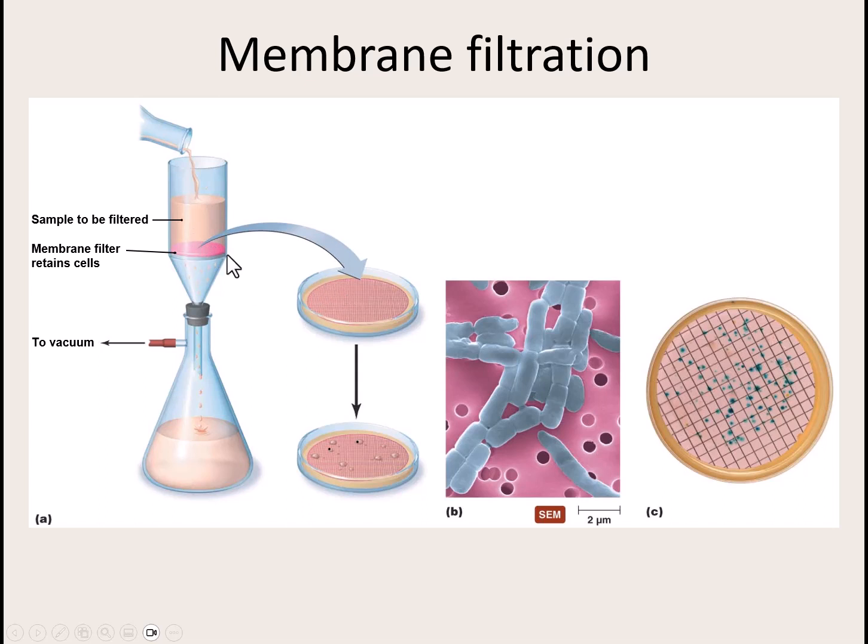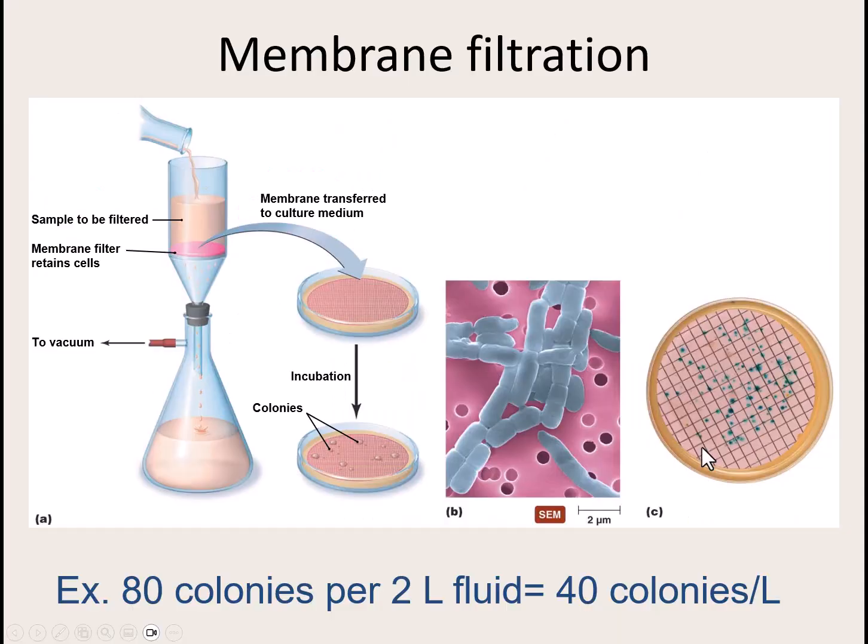I can take that filter, which has bacteria now stuck on it, put it on a plate. And any bacteria that are stuck on that filter paper are going to grow because we give them all the nutrients they want. And then I can go back and start to count colonies. So I can say, okay, I counted 80 colonies and I put 2 liters of fluid through here. Well, that means there's 40 colonies or 40 bacteria per liter. So if you've got a large volume of fluid and I want to know how many bacteria are in it, we usually filter them out.